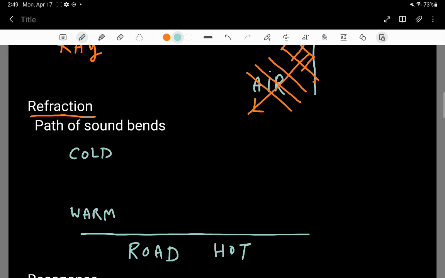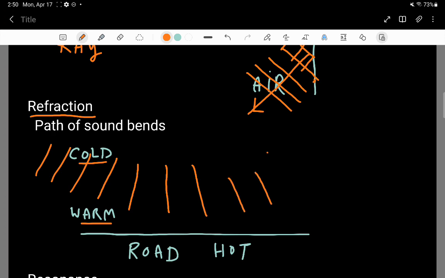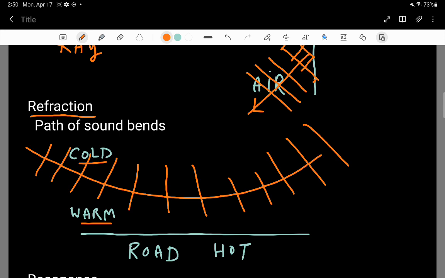And what's interesting is if you make a sound wave into this medium that's got different temperatures, it turns out that the speed of sound in warm air is faster than the speed of sound in colder air. So you might put some sound into this air, but what happens is the part of the wave that's in the warm air gets to travel faster than the part of the wave in the cold air. And what it looks like is your wave bends like this. It looks like the path of your sound wave bends. This is referred to as refraction.